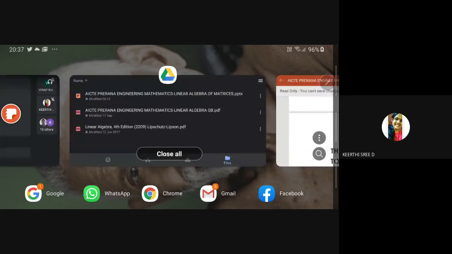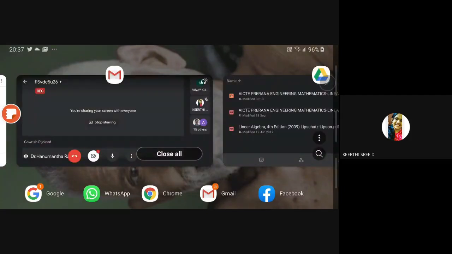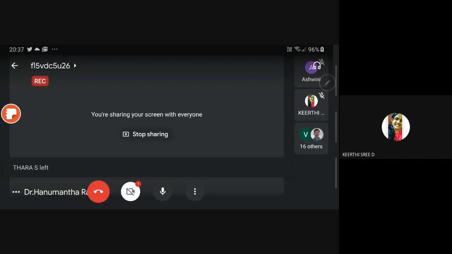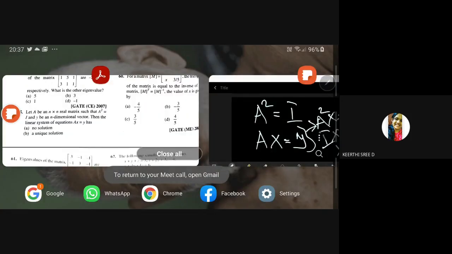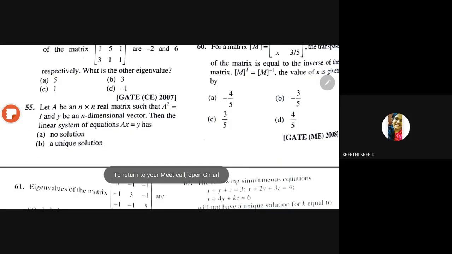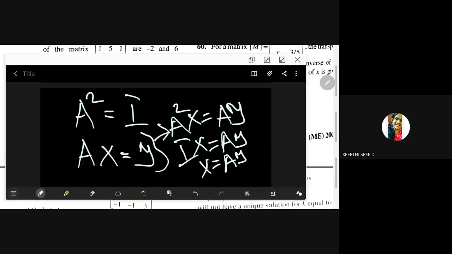So anyone, can anyone answer this? Unique solution is the answer here from this one. Are you able to understand why it is unique?